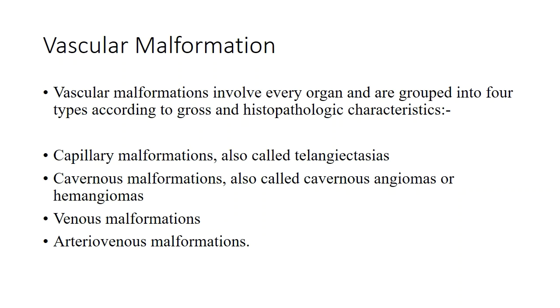Now, there is another important cause of hemorrhagic stroke, that is the vascular malformation. This vascular malformation can involve any organ and is grouped into 4 types. When it involves the capillaries, it is called telangiectasia. It may be a cavernous malformation, also called cavernous angiomas or hemangiomas. It may be a venous malformation, or for that matter, an arteriovenous malformation.